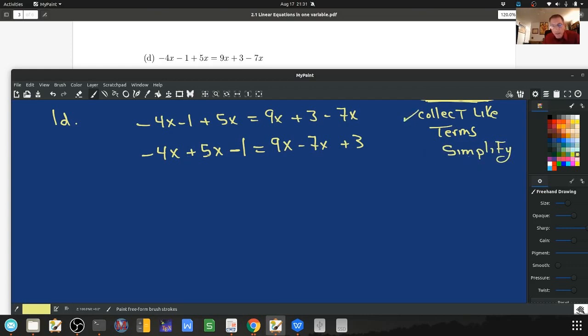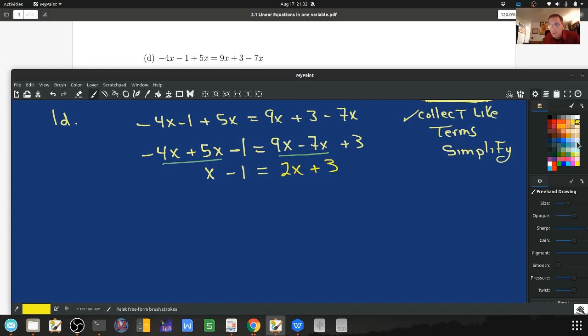So minus 4x plus 5x is the same as 5x minus 4x. That leaves me 1x, and I have the minus 1. I didn't do anything to that. In other words, all I did is simplify these two by adding. Now I'm going to simplify those two by adding. 9x minus 7x is 2x plus 3. Sorry, I did not get the exact same color, but that's okay.